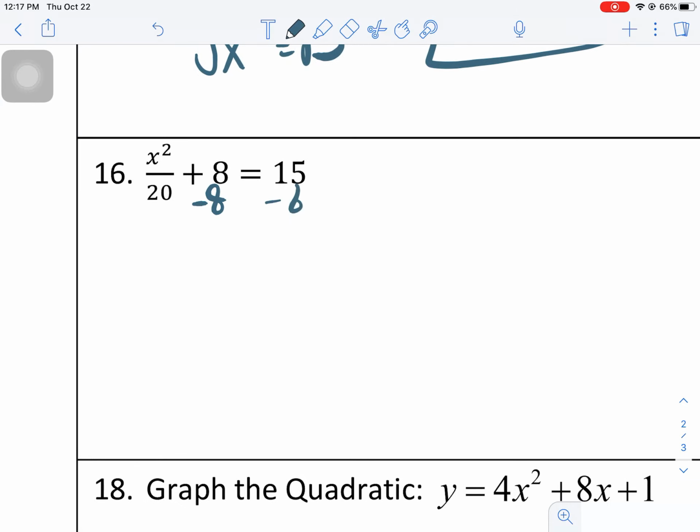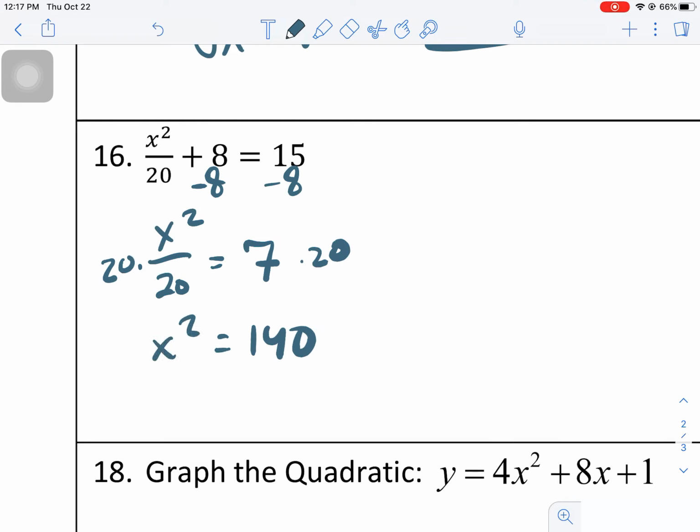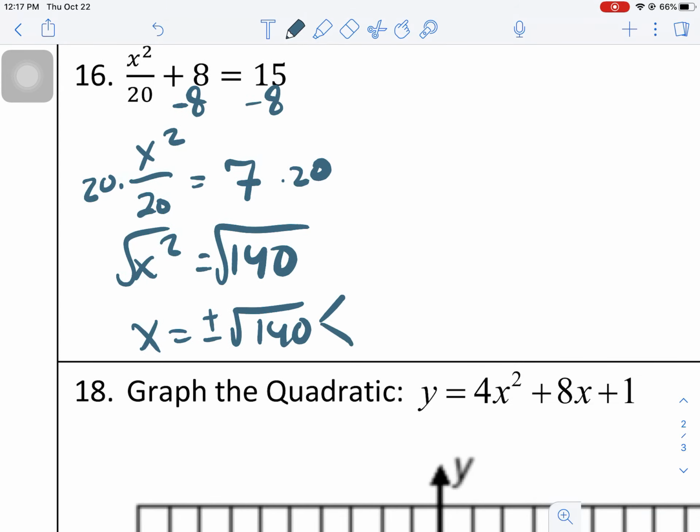16, subtract 8, x squared over 20 is equal to 5 minus 8, which is going to be 7. Multiply by 20. So that's going to be 140 is equal to x squared. Square root both sides. X is equal to plus or minus the square root of 140. And now we got to pull some stuff out of here. So 140, let's think. Perfect square that's going to go into that. I know 4 probably for sure. Yeah, that's going to give us square root 4, square root 35.